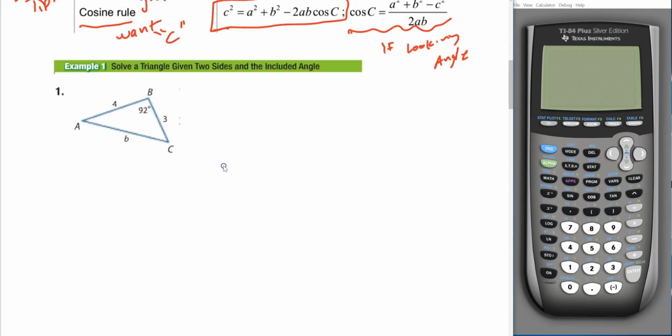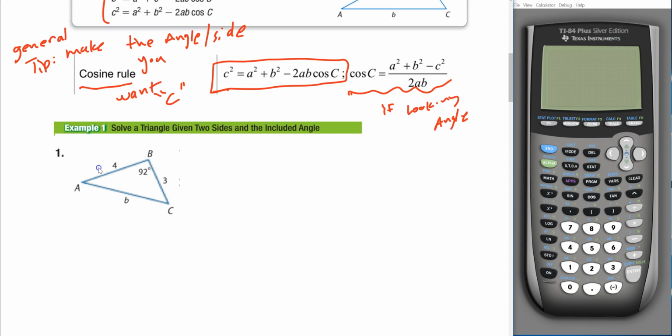So let's look at this first one. Solve the given triangle given 2 sides and an included angle. So notice how I have 2 sides and an angle in between. So this is not an ambiguous case since it's 2 sides and an angle between. In this case, there's no pairs, so it's law of cosines, right? I don't have angle C, I don't have angle A, I don't have angle B. No pairs. So law of cosines.